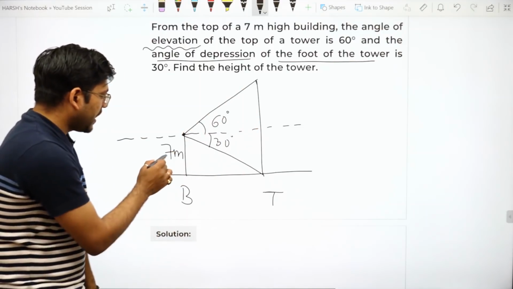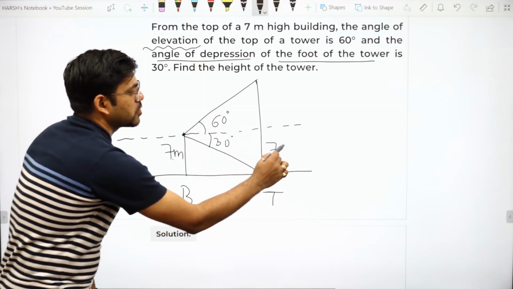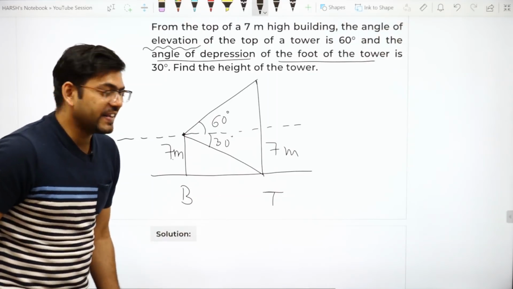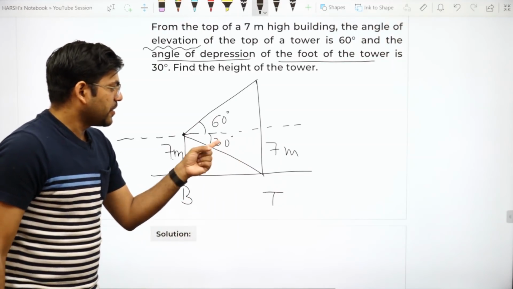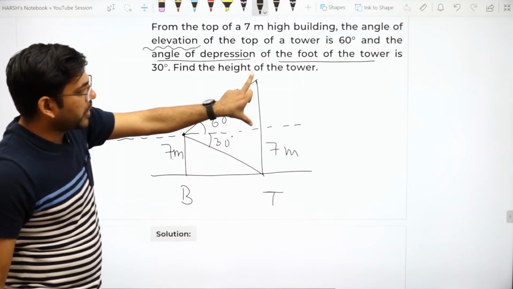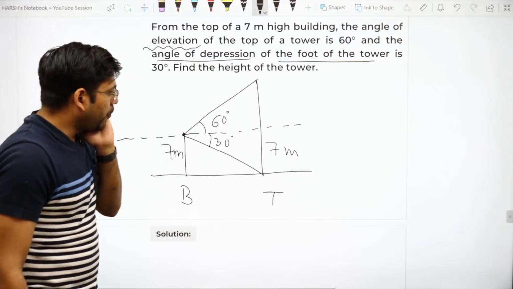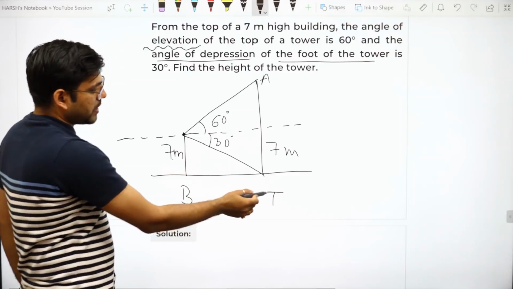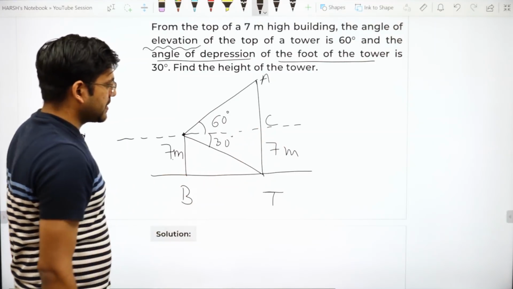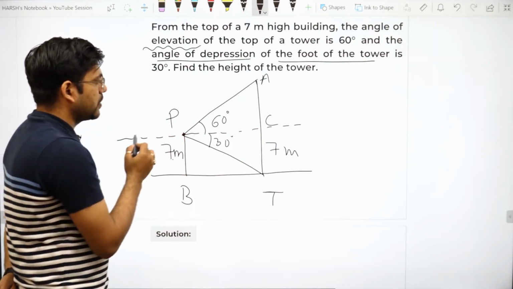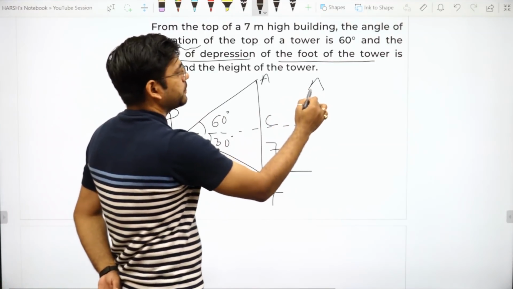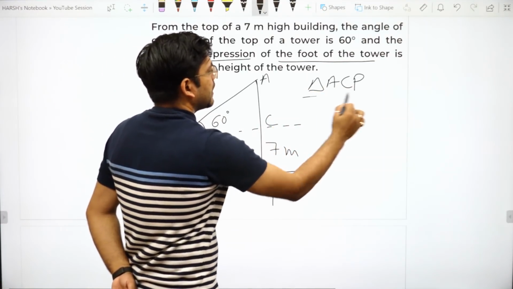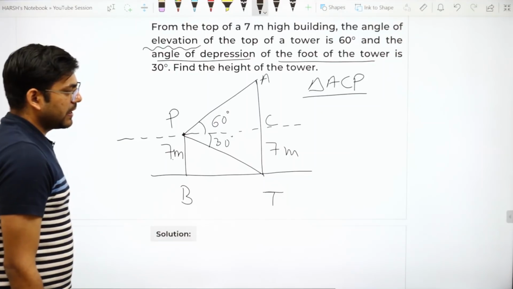Now if this is 7 meters, surely this will also be 7 meter because it's a rectangle, isn't it? Now 7 meter, 7 meter. So if this is 7 meter, you have to find only this much, isn't it? Now for finding this, let's name this triangle. A is already there, B is already there, C is there, T is there. So I'll name it C and it's P.